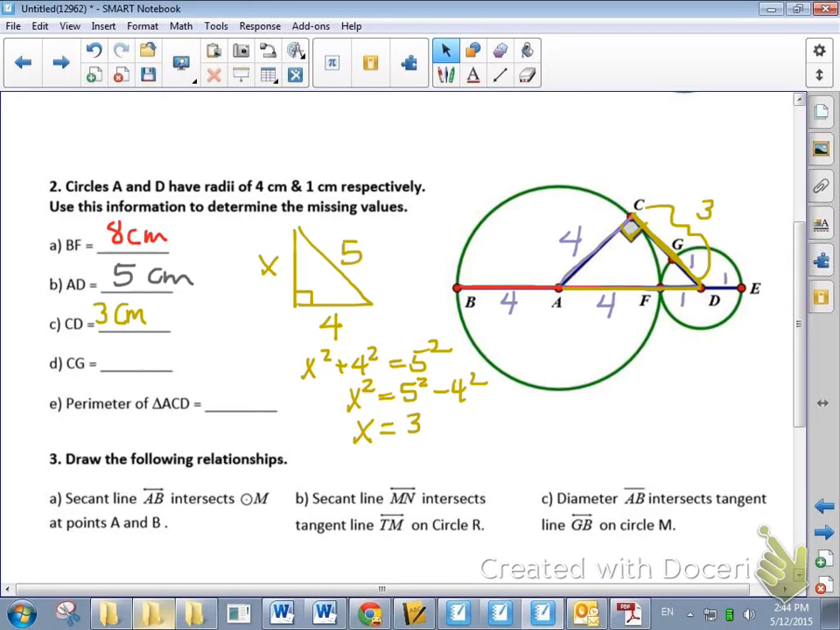And now I'm looking for CG. Well, I just have to do a little bit of subtraction. Okay, if the whole thing is 3 and GD is 1, then CG is going to be 2. And now I need the perimeter of triangle ACD. ACD, well, I'm just adding all of those up. That's 3 plus 4 plus 5, which gives me 12 centimeters.